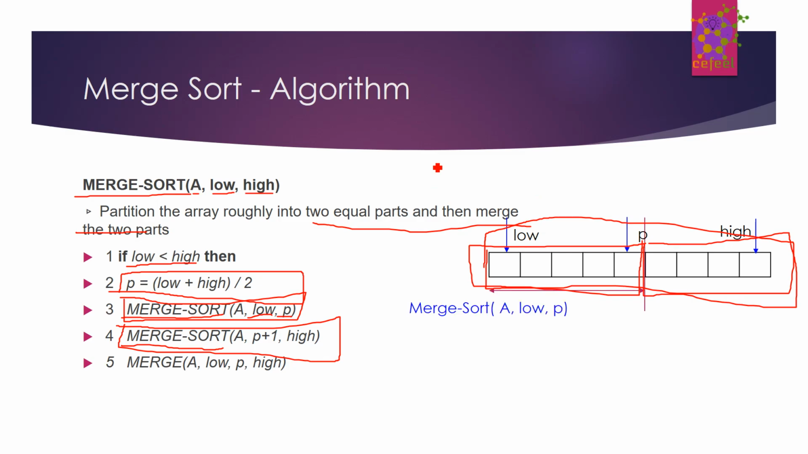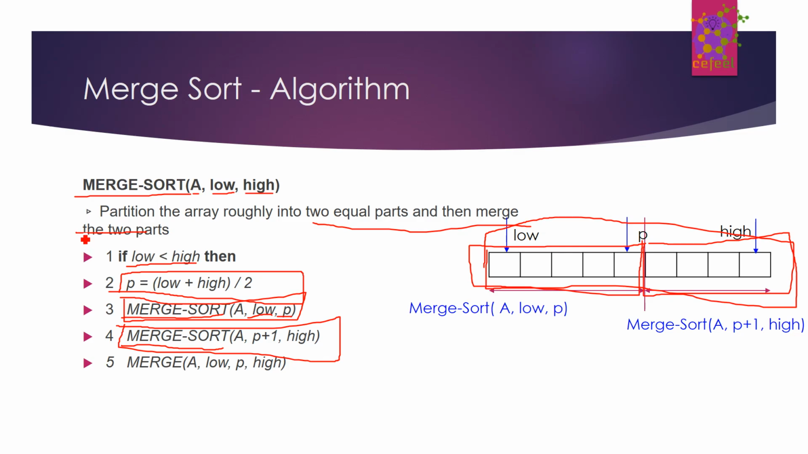First we find the midpoint. So this is what happens: merge sort A low p and merge sort A p plus 1 high. And then because it's a recursive algorithm, this will keep continuing and calling with low and high values getting changed. So low and high values will get reduced, and finally this recursion will end when low is no longer less than high, which means when the array has one element, then this if condition will fail. So there will be no more merge sort call.